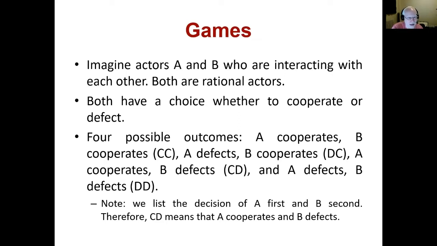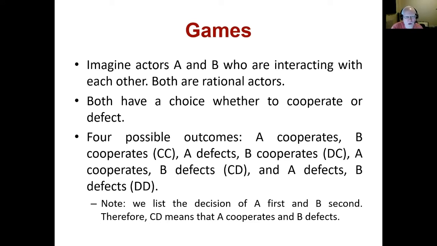So imagine actor A and B. It could be 2 people, 2 countries, 2 organizations who are interacting with each other. Both are rational actors. Both have a choice whether to cooperate or defect. So we're also simplifying it down to there's cooperation. You can choose to cooperate or defect. There's no multiple forms of cooperation, there's no multiple forms of defection. You have a choice between whether to cooperate or defect.